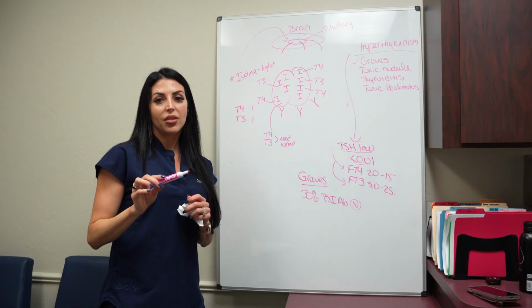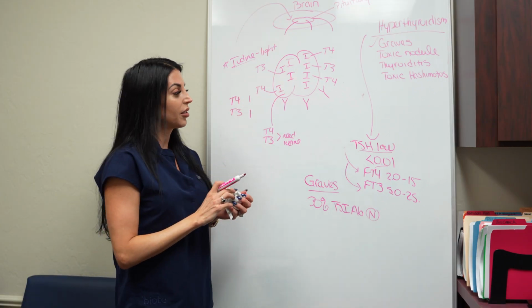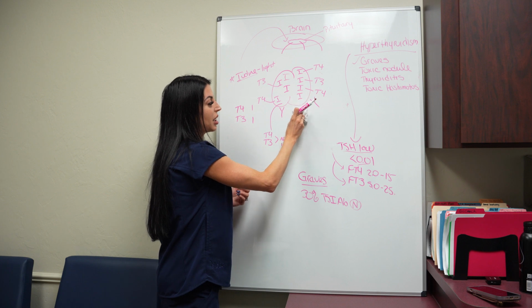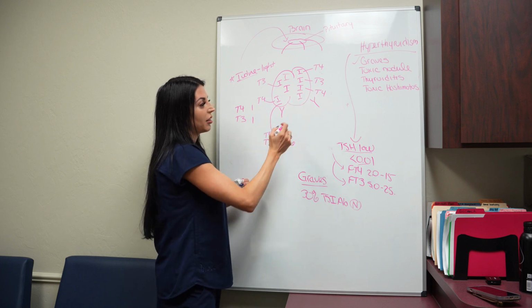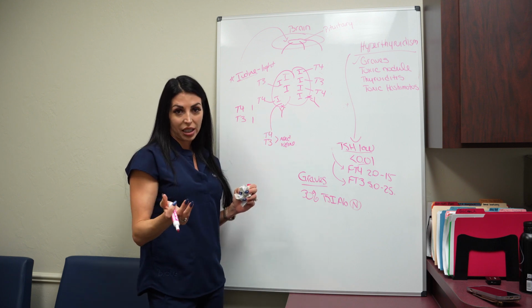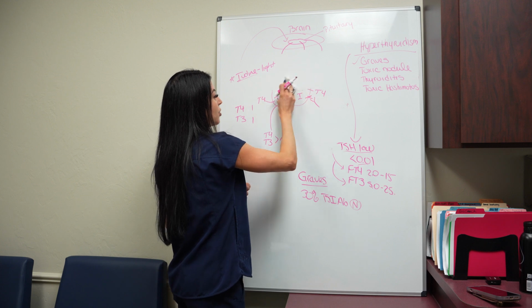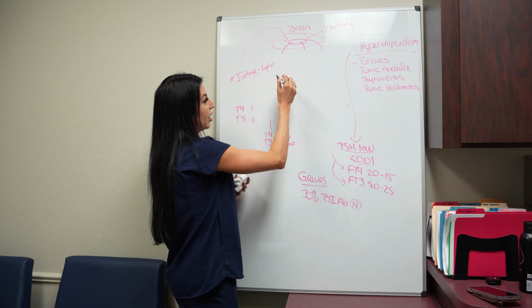And then the treatment of that is we give them medication to block the production of T4 and T3. So you give them something where these antibodies are not able to bind to the thyroid. So it sits here and it blocks where these antibodies bind, and then your body will not make T3 and T4.